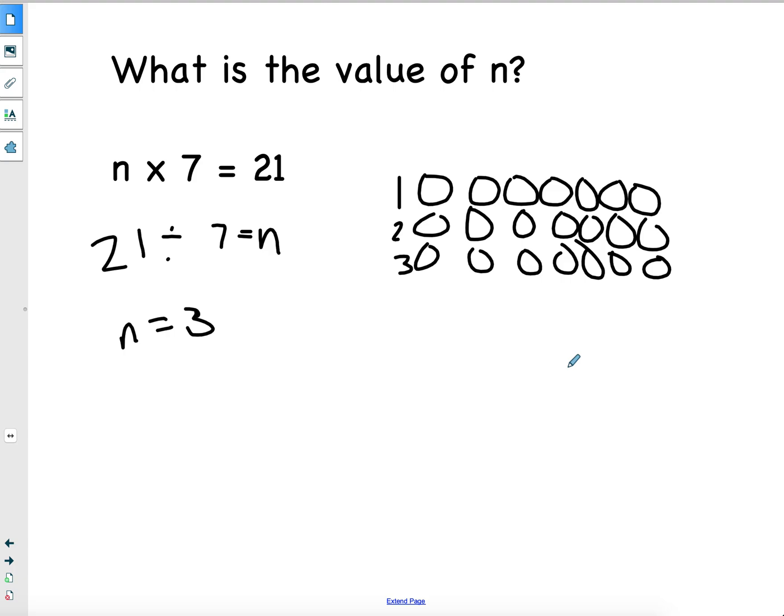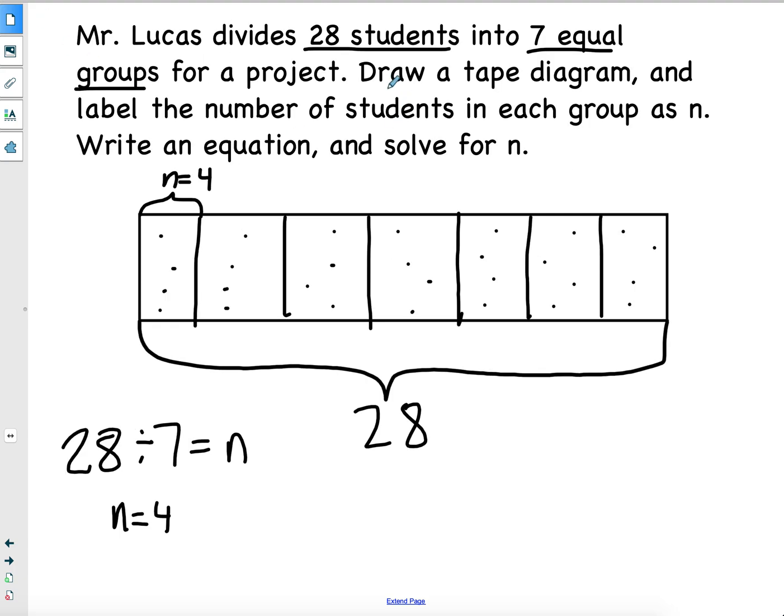On Schoology today, you're going to have problems similar to this where you have to solve for the variable. Or you'll be given a word problem and you have to pick the equation that matches what's happening in the word problem. For example, here 28 students divided by 7, the equation that we had to use was 28 divided by 7 equals n. So you have to find the variable that's placed in the correct part of the equation to represent the problem.